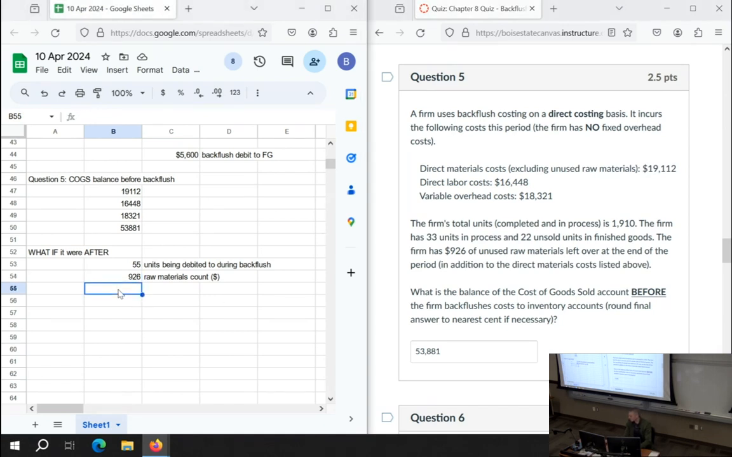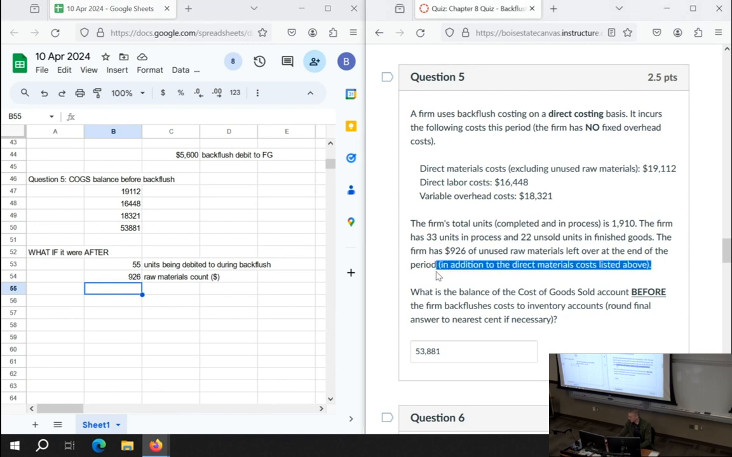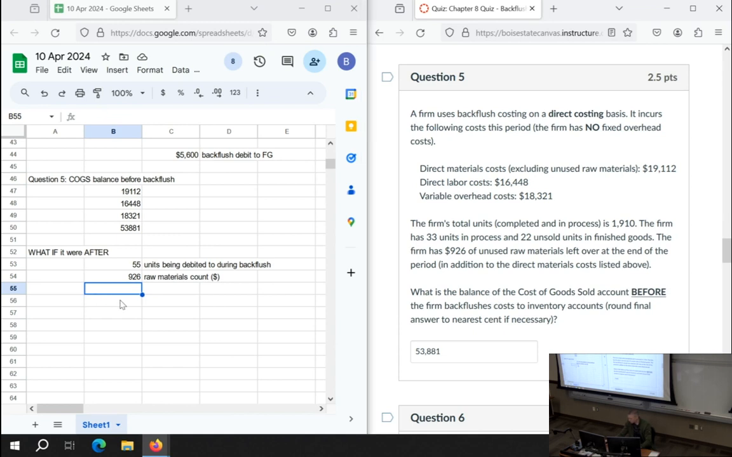Have I created a complication by trying to get rid of double counting? Well, when you do this problem, don't include this 926 when you're talking about before. That's what I'm intending with that problem. I may have just created a new problem with this parenthetical. Whatever. All right, and so we also know we have 1910 is our total units.